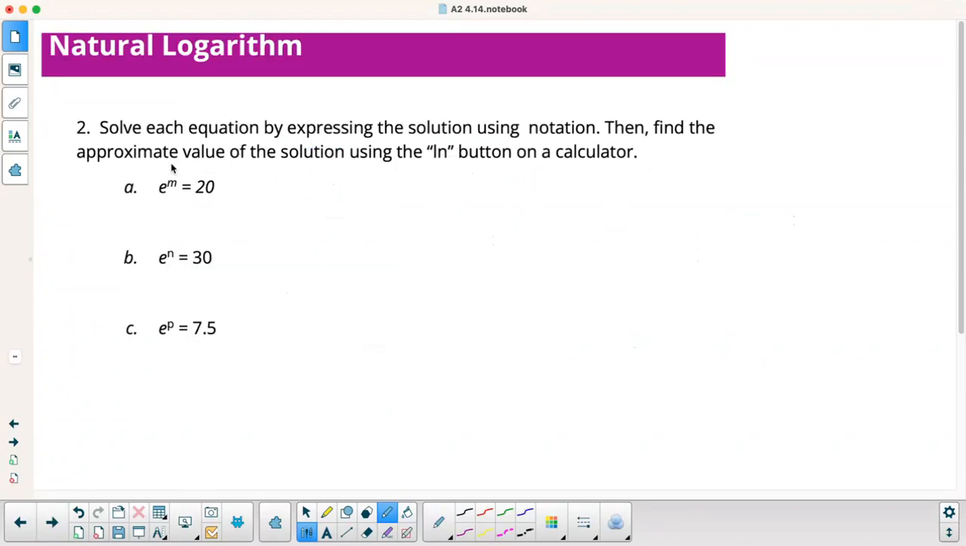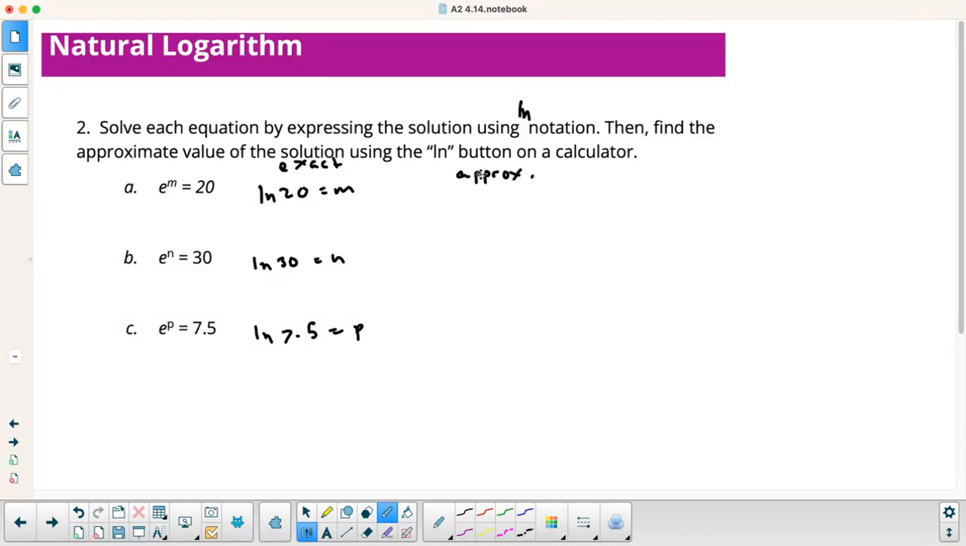All right, so the second part: solve each equation by expressing the solution using ln notation. Then find the approximate value of the solution using the ln button. So this is going to be log base e, so ln, of 20 equals m. Log base e is ln of 30 equals m. Log base e of 7.5 equals p. So now these are exact. This column is exact, and approximate will be over here.